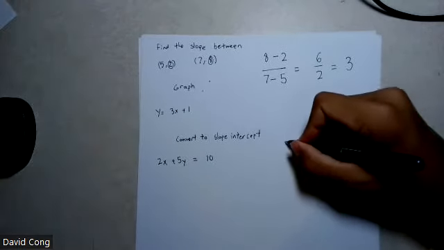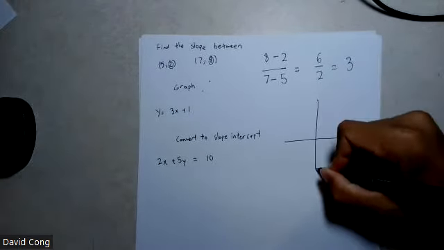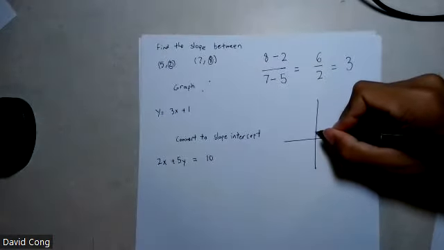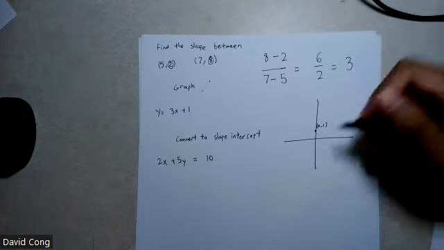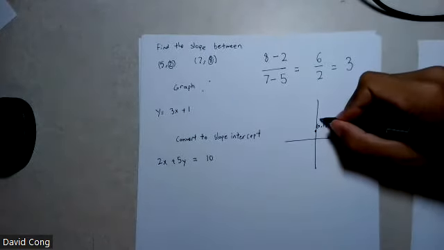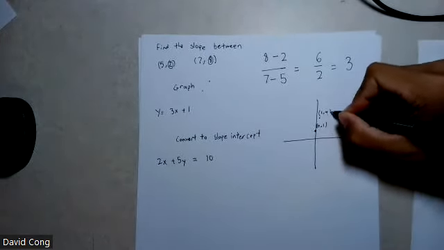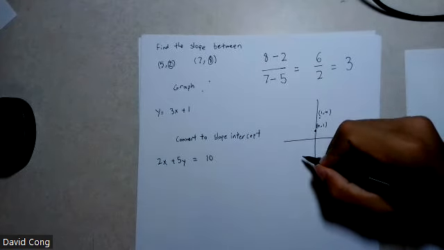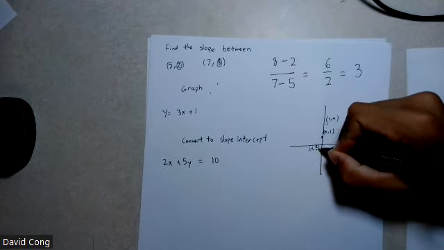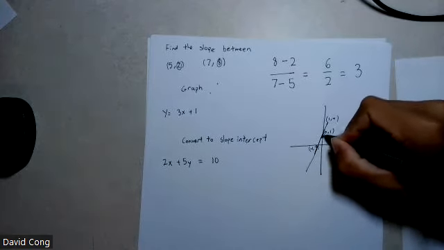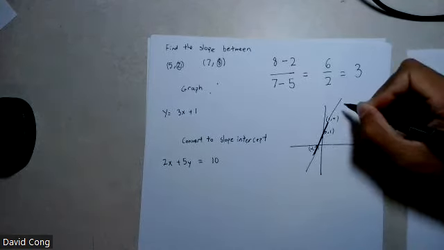Now for the second one, for the graph, this is in slope intercept form. So we know 0, 1 is a point. When x is equal to 1, we have 3 plus 1. So we have 1, 4. And then x equals -1, we have -2. So -1, -2. Draw a line straight through these 3 points, and that's the graph.